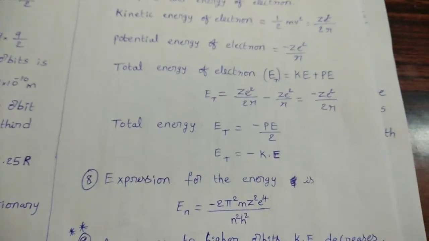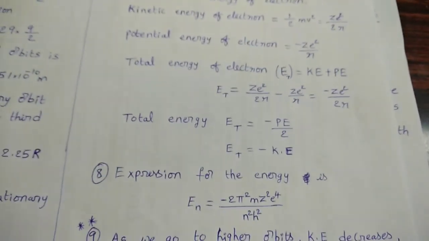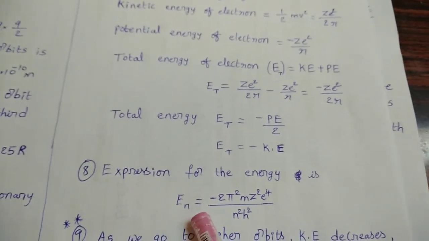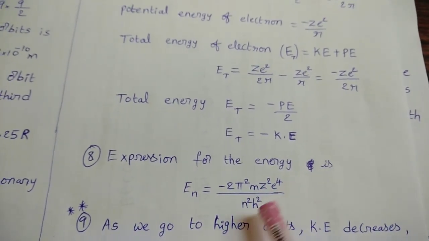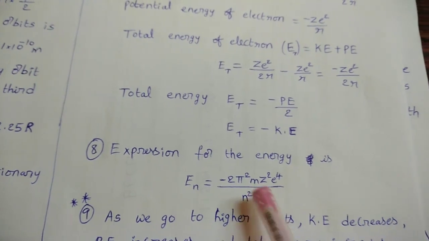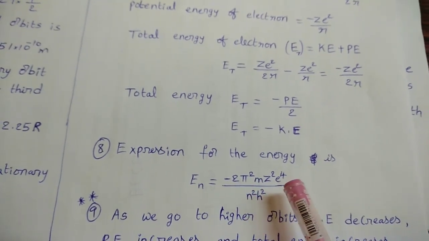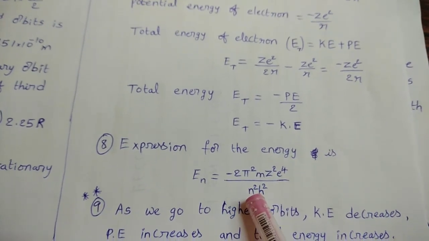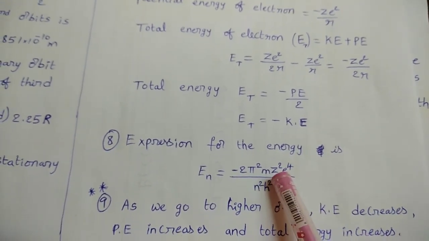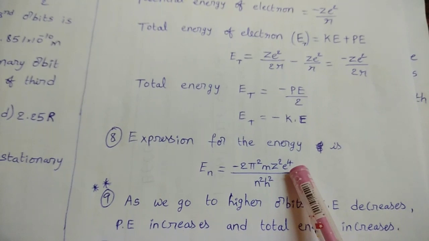Now the energy expression, En equal to minus 2 pi square m Z square e power 4 by n square h square. Here m is the mass of the electron, h is Planck's constant, n is the orbit number, Z is the atomic number of the species, e is the charge of the electron.